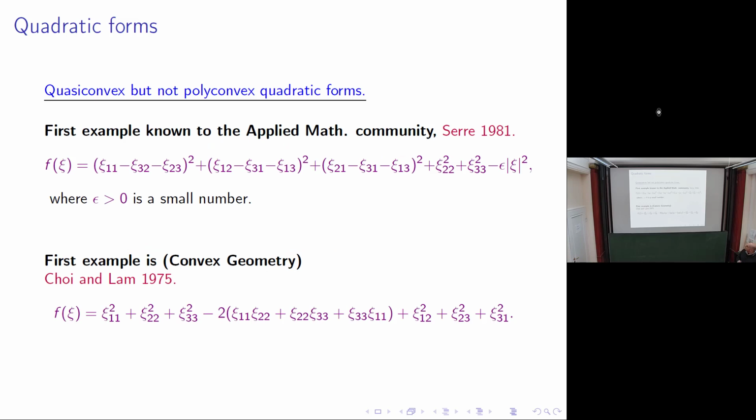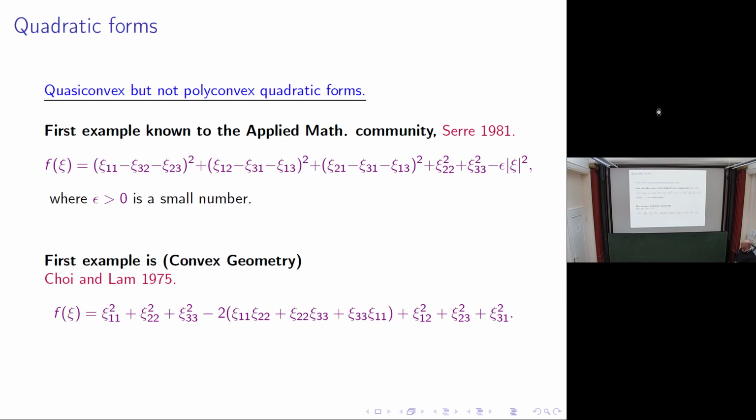Okay. So this is quite interesting. I learned about this a couple of years ago. In the calculus of variation literature, we know that this example appears as the first example that is quasi-convex but not polyconvex, right? But it turns out that there was an example given in the convex geometry community like 6 years before that.